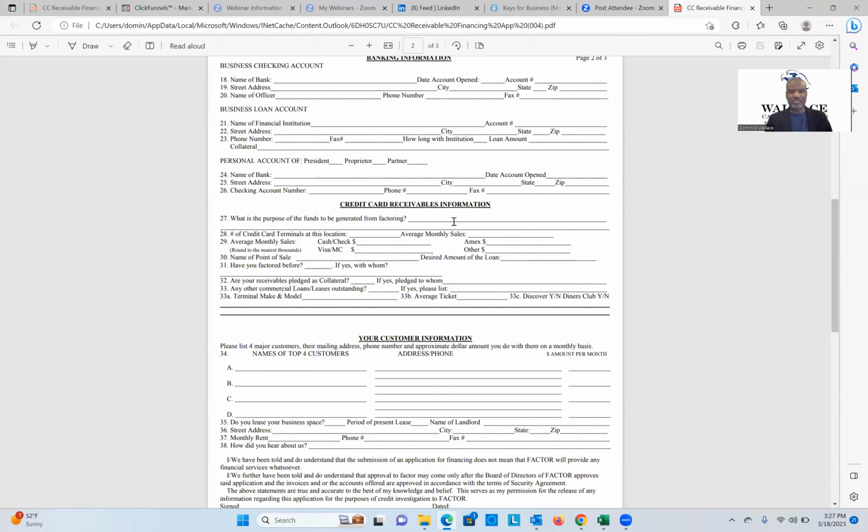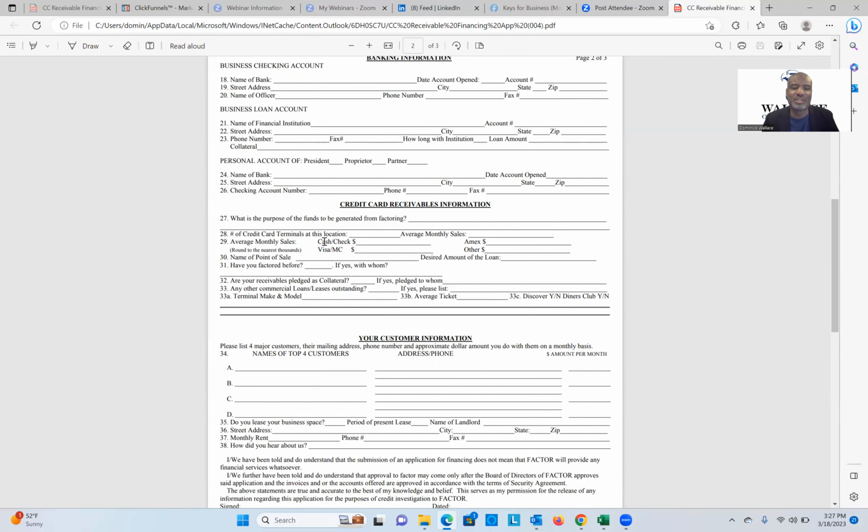All right. Working capital, employees, whatever it is. So put that there. A credit card. How many credit card terminals? Number of credit card terminals that you have, average monthly sales. And so kind of break that down.